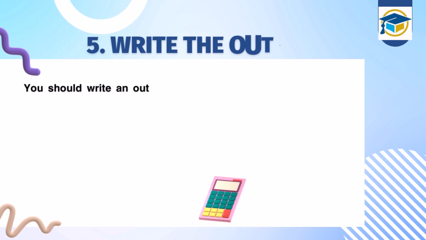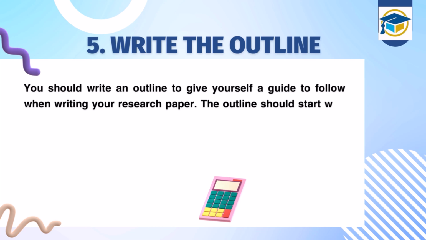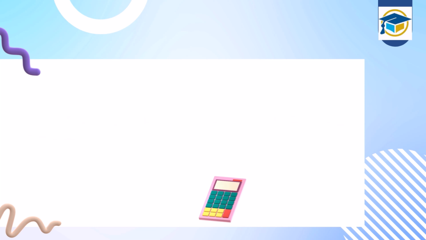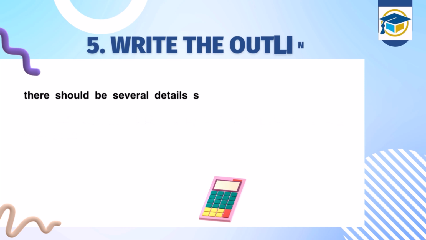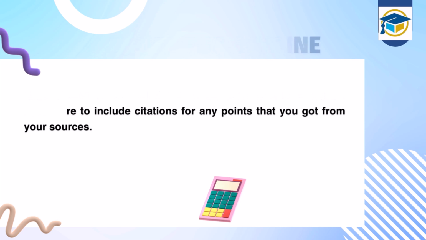5. Write the outline. You should write an outline to give yourself a guide to follow when writing your research paper. The outline should start with the thesis statement followed by each main point supporting your thesis. There should be several details supporting your main points. Make sure to include citations for any points that you got from your sources.